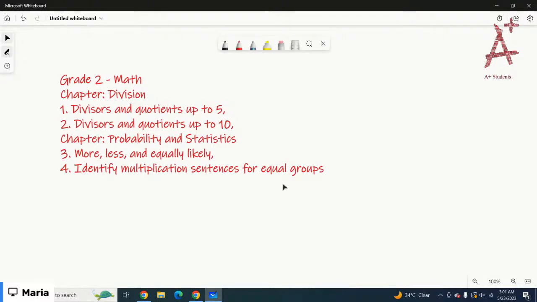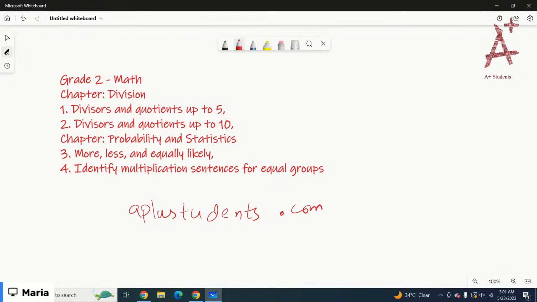We are here for grade 2 maths. You can find all the lessons on aplusstudents.com. You have to log in there using your email address and the password provided by the administrator. Then you have to select math from the subject tab.